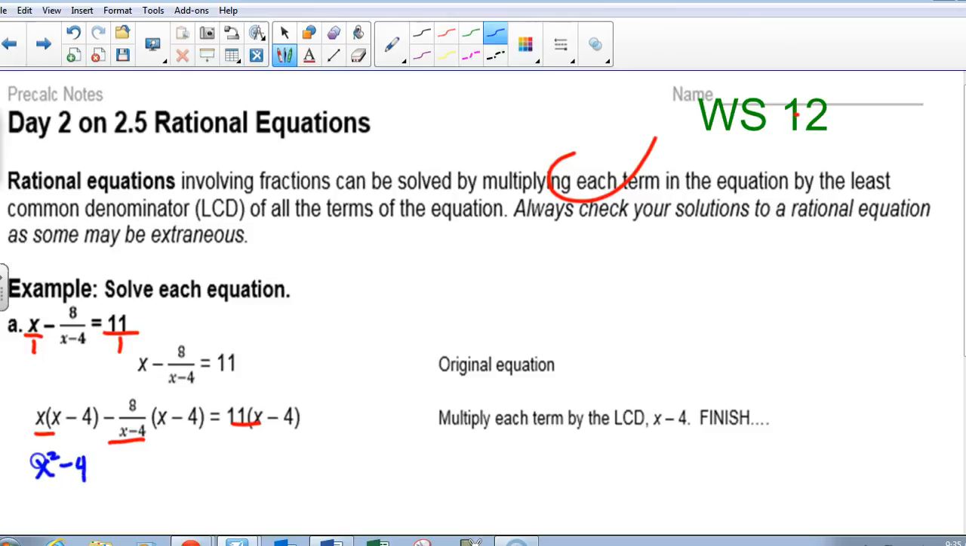Then what happens? Okay, so when we do that out front here, what do we get? X squared minus 4x. Then here the x minus 4's cancel, so we just have minus 8. And on the right hand side we have 11x minus 44. If we move that all to the left, what will we have?